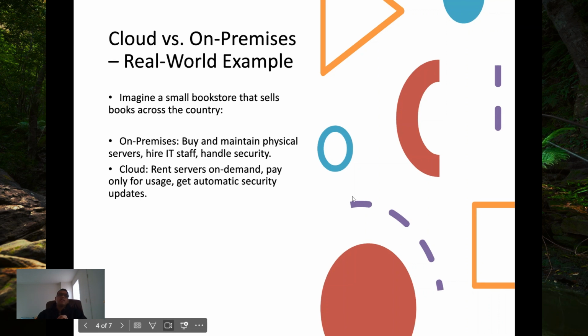So let's now understand cloud versus on-premises systems using a real-world example. Imagine an online bookstore that sells books across the country.